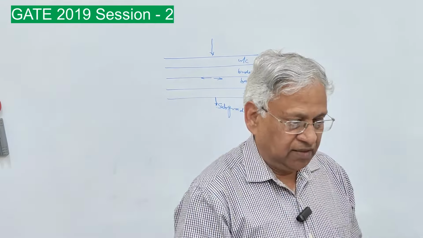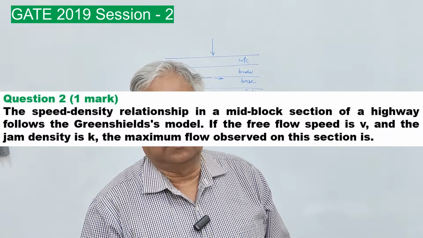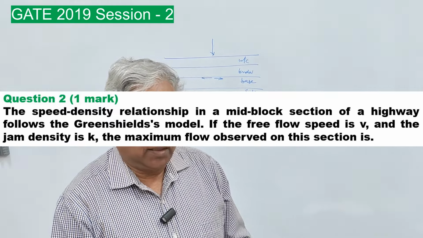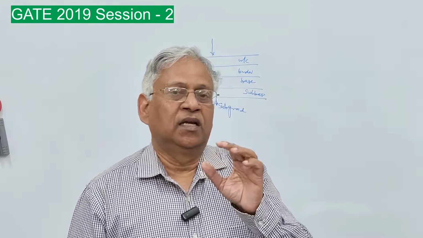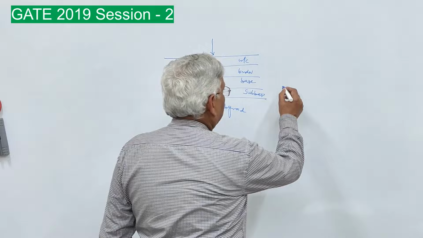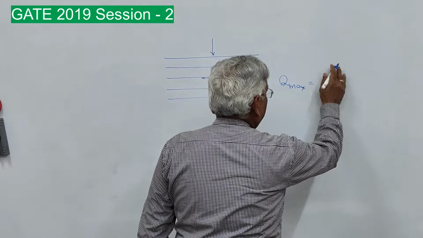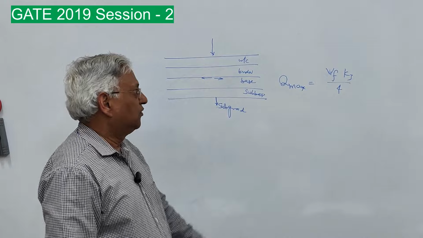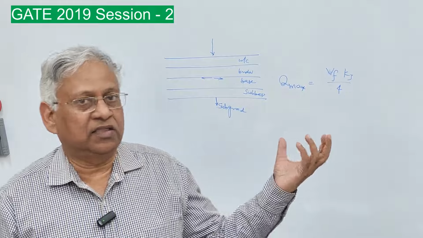Second question is speed density relationship in a mid-block section of a highway follows Greenshield model. If the free flow speed is Vf and the jam density is Kj, the maximum flow observed on this section is, and there are four options again. Now, if you know Greenshield equation, then the maximum flow in case of Greenshield theory is Vf into Kj by 4. Free flow speed multiplied by jam density divided by 4. If you know it, you can recall this equation.